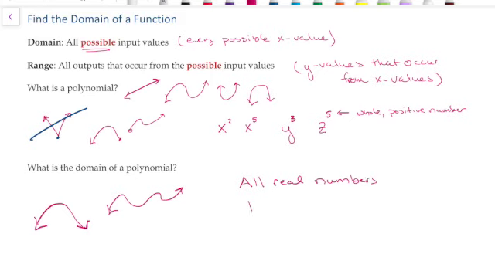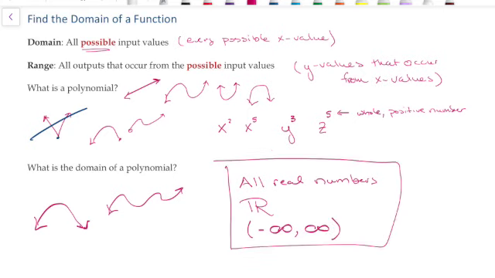The symbol for that in inequality notation looks like that, all real numbers, it's a fancy R. In interval notation, we say from negative infinity to infinity. Okay, so all real numbers, 3 different ways to say that. So all polynomials. That means quadratics, cubics, and everything up from there.